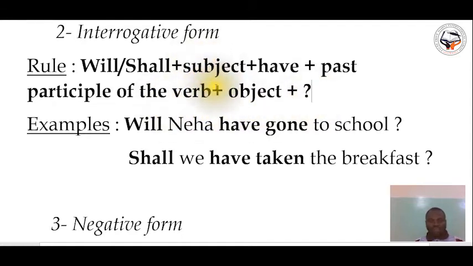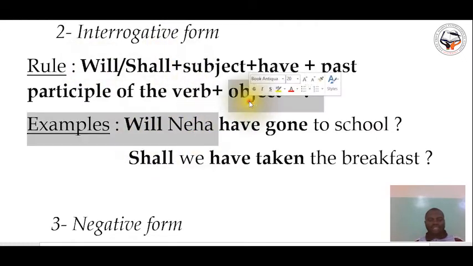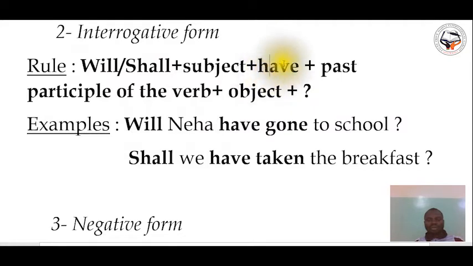Example: we are going to repeat the same example we saw in the affirmative form. Will Niha have gone to school? This is will here. Niha is the subject, and you have the auxiliary to have, and you have the past participle of the verb to go, which is gone, and you have to school, which represents the object here. Will Niha have gone to school?